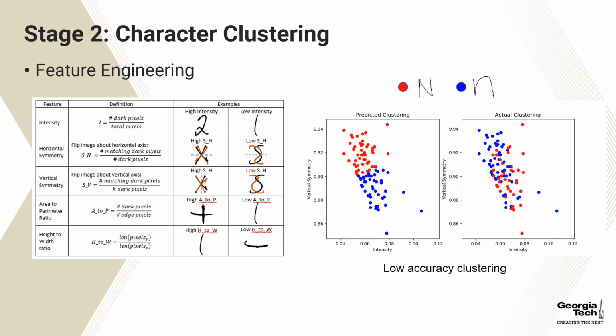One approach we took to separate the data was to implement feature engineering. This way we could reduce the dimensionality of the image and find features for each image that were unique to each case. We looked at intensity, horizontal symmetry, vertical symmetry, area to perimeter ratio, and the height to width ratio. However, as you can see from the figure to the right, these features didn't provide enough information to make distinct clusters, and we had low accuracy when predicting the label for each cluster.